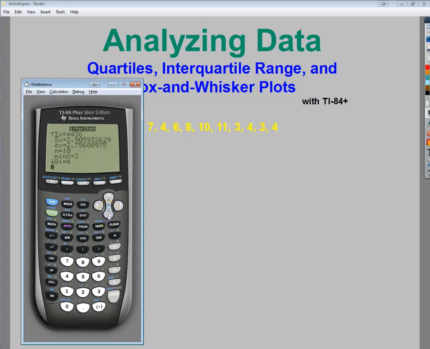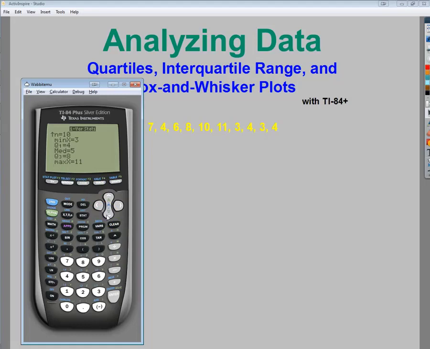So what I'm interested in is what the minimum, maximum, Q1, median, and Q3 are. So just click down a little bit. There's the minimum value of 3, Q1 value of 4, median of 5, Q3 of 8, and max of 11.